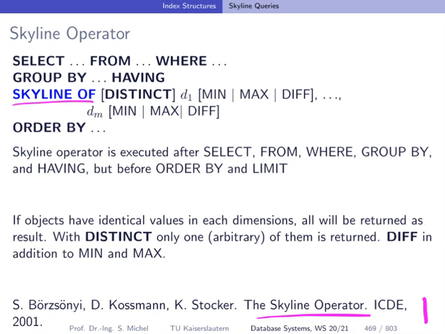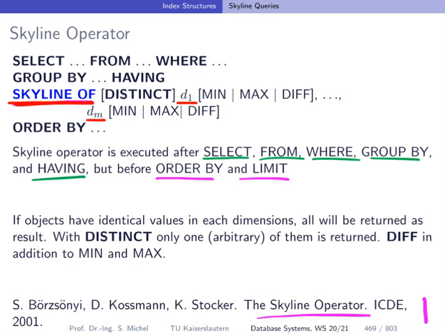The skyline operator is executed after select, from, where, group by, and having. But it is executed before order by and limit. So we have select, from, where, group by, having, and then we have the skyline operator. Here we specify for the individual dimensions min, max, and diff. And we have already seen what that means in case of min, max, and diff.